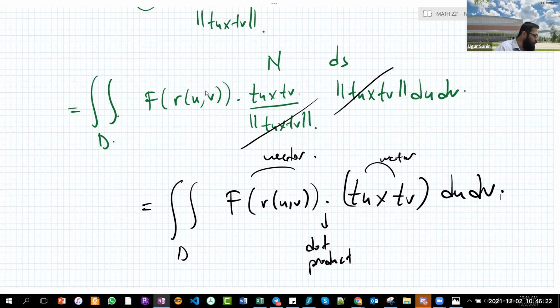So basically the surface integral, guys, will give you the answer to this question: how much fluid flows across S? If you want to answer this question, this fluid could be anything, as we discussed. This fluid could be heat. This fluid could be electricity. This fluid could be a force field.